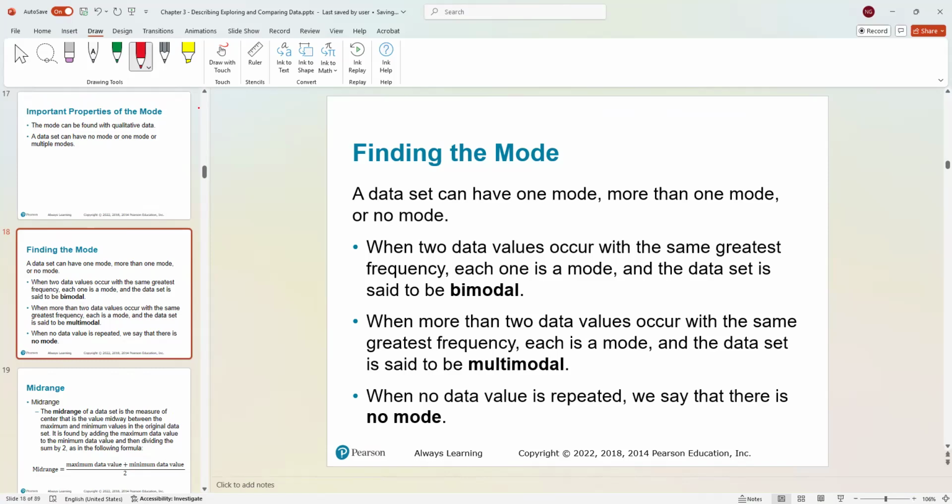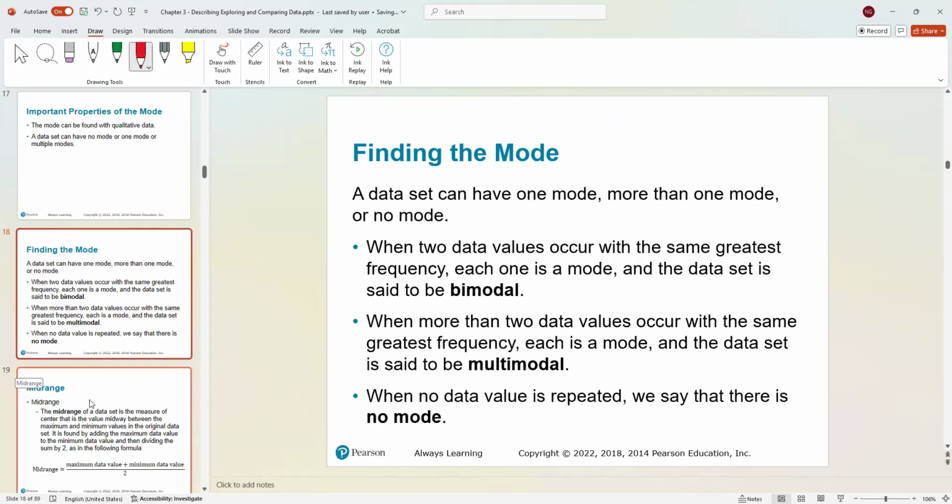When more than 2 data values occur with the same greatest frequency, each is a mode and the data set is said to be multimodal. When no value is repeated more than once, we say there is no mode. All right, so very important to verify all of this. Some data sets have all of them.